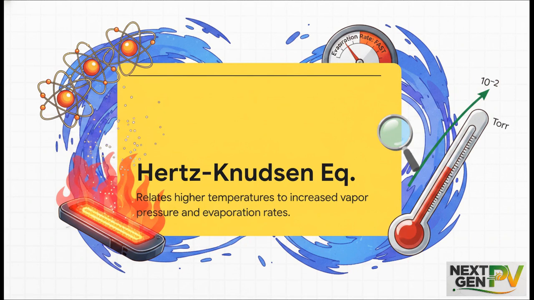And to actually get those atoms to launch off the source material in the first place, we rely on the Hertz-Knudsen equation. Now, without getting bogged down in all the heavy math, the major takeaway is that the evaporation rate is directly tied to vapor pressure and temperature. Every single material has a sweet spot where its vapor pressure becomes significant, usually around 10^-2 torr. Once you hit that temperature threshold, the evaporation really takes off. Simply put, the hotter you get it, the faster your deposition rate.